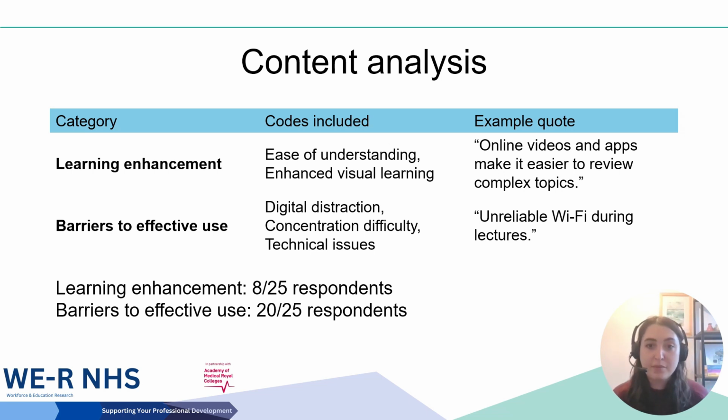Hopefully this is a nice example which shows how you get from your individual quotes, so this could be survey response, into your codes and then into your overarching categories. And finally, you can see here that the last step is summarising frequencies. So in this fictional example, 8 out of 25 respondents included information about learning enhancement, and 20 out of 25 spoke about barriers to effective use.